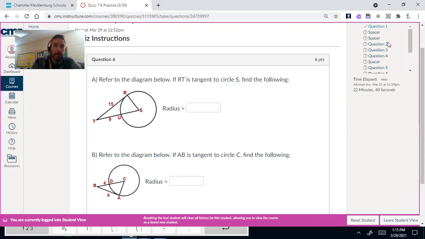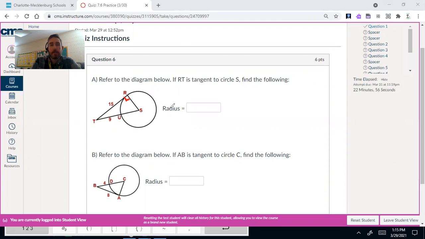Question number 6 is dealing with Pythagorean theorem again. This time it's a little bit more involved, so let's break it down. Refer to the diagram below. If RT is tangent to circle S, find the following. So again, we got a tangent. We're going to make a right angle.